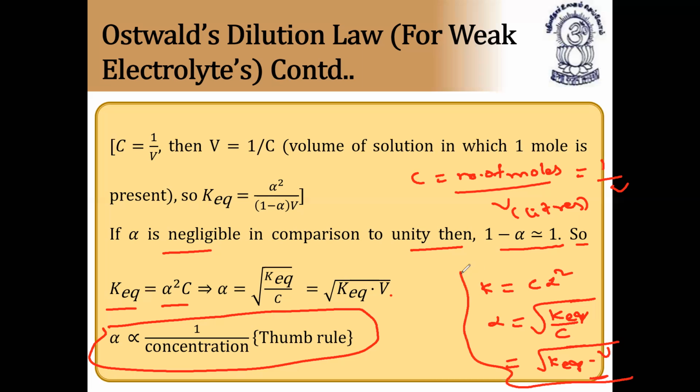Please note down. When can you neglect 1 minus alpha? For weak electrolytes, 1 minus alpha is neglected. If alpha is negligible in comparison to unity, that is 1 minus alpha is similar to 1. So we can say alpha is proportional to 1 by root of concentration. For weak electrolytes, 1 minus alpha is neglected, because it is almost equal to 1. So that's why we can say K is equal to C alpha square. K equivalent means equilibrium constant of electrolyte. So all these three formulas are important for objective. Please note down.